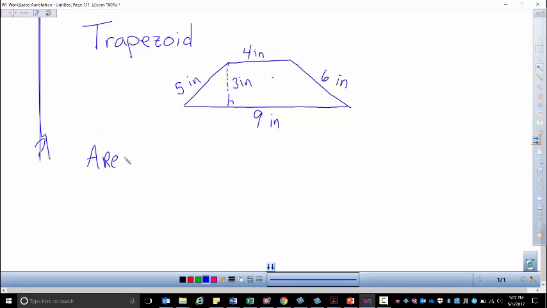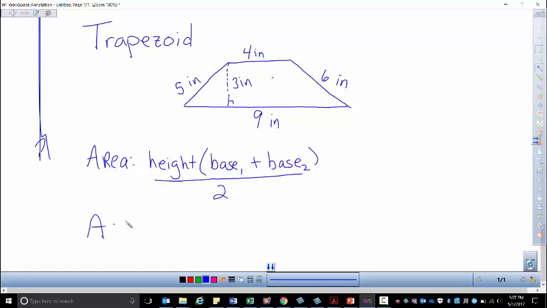So the area of a trapezoid is you take the height times the base 1 plus the base 2, and those have to happen first because they're in the parentheses, and then you divide that by 2. So the formula that I use in geometry is h times b1 plus b2, all divided by 2. Now remember, the bases are parallel. They're the ones that are horizontal, not the diagonal.